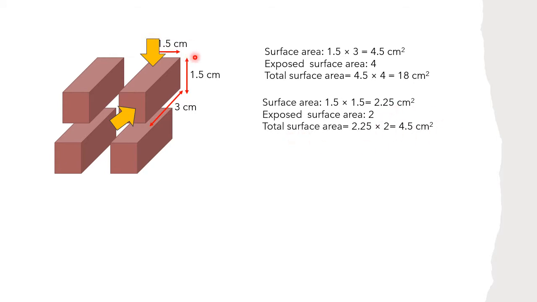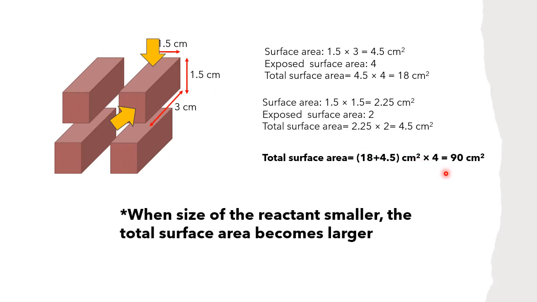So total surface area untuk satu wooden block yang kecil is equal to 18 plus 4.5. Okay, and then kita ada 4 blok, darabkan dengan 4, dapatlah 90 cm square, which is the smaller the particle size, the larger the total surface area.